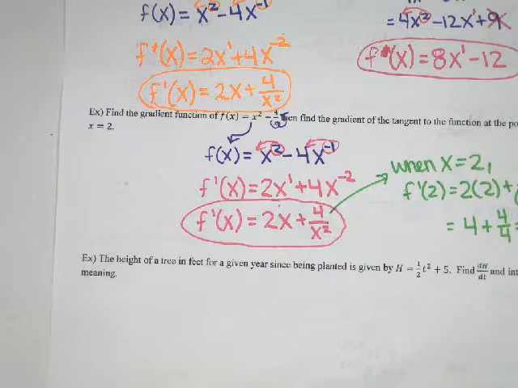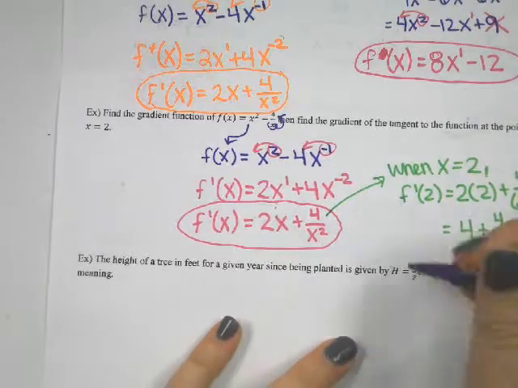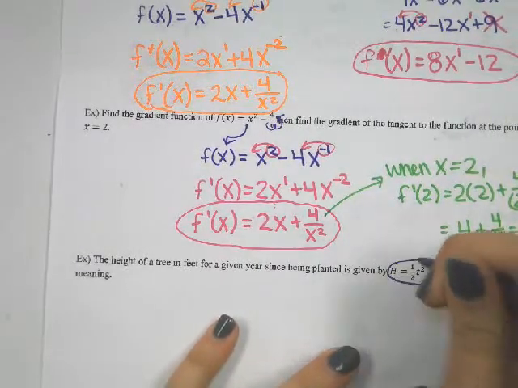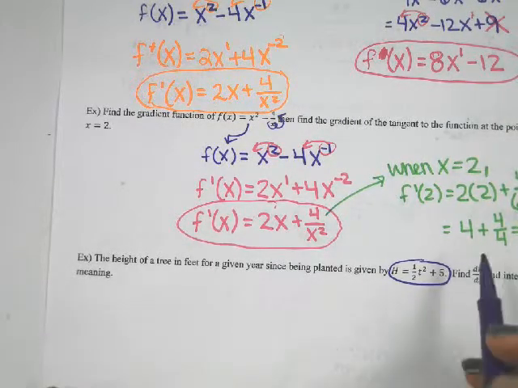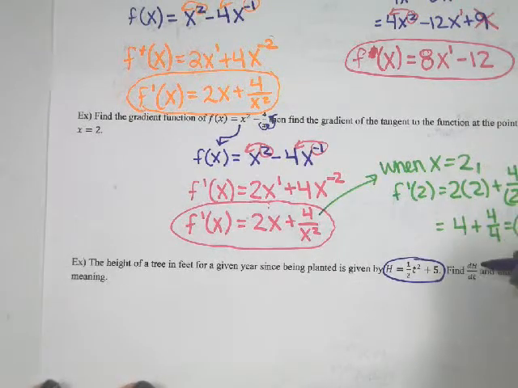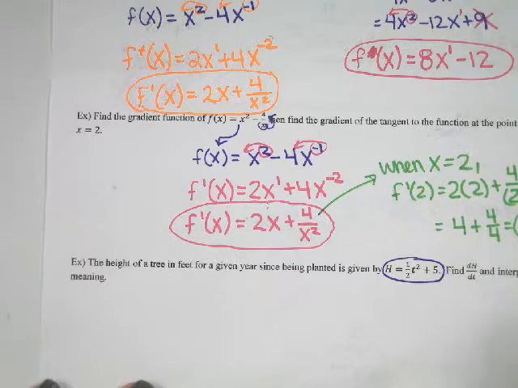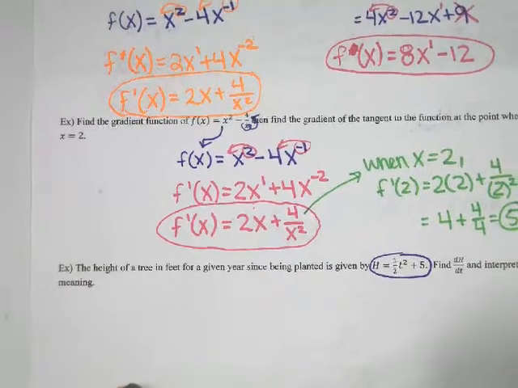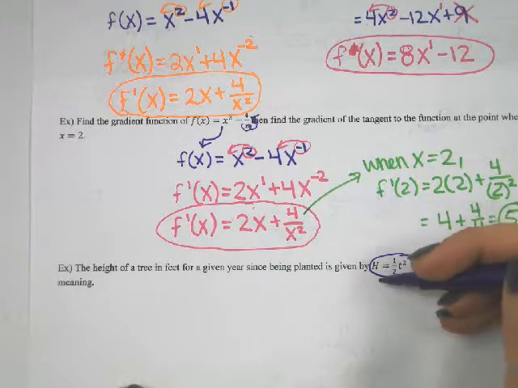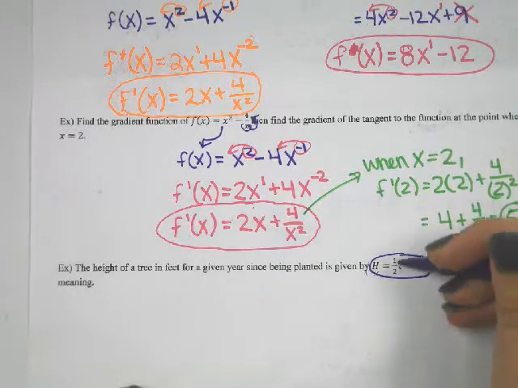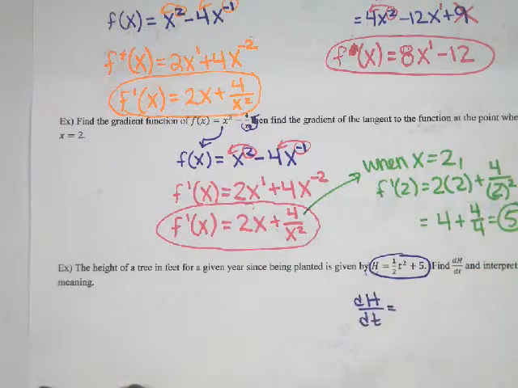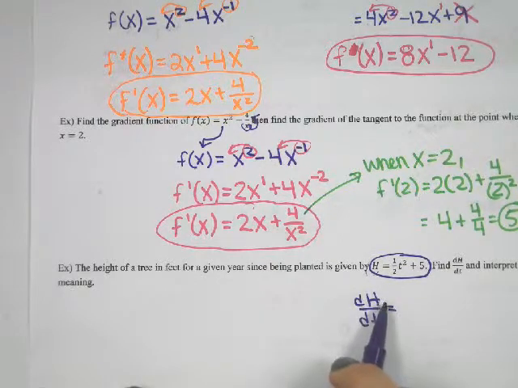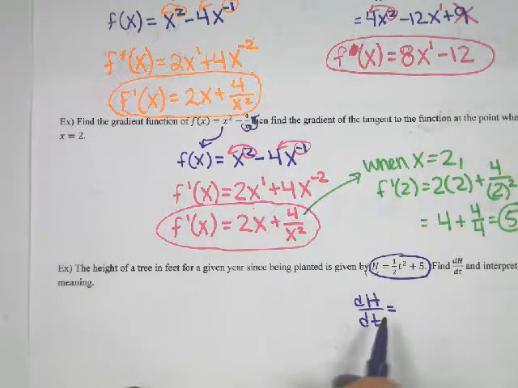Okay, last question. The height of a tree in feet for a given year since being planted is given by this equation. So h equals 1/2 t squared plus 5. They want us to find dh dt. It's usually dy dx. It became h because our y is h, and t because our x is t. So dh dt is the same thing as dy dx. It's just our y is h and our x is t. So whenever I find dh dt, you can think difference in height over the difference in time.